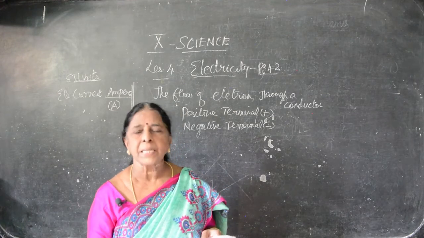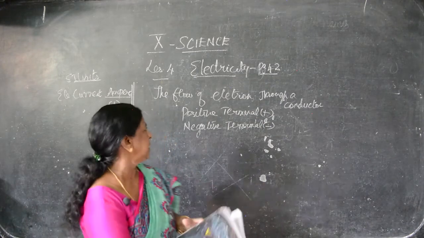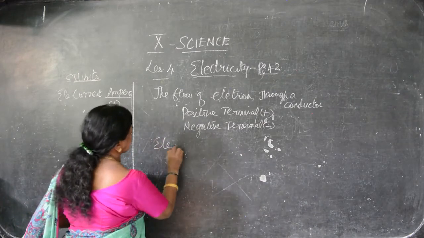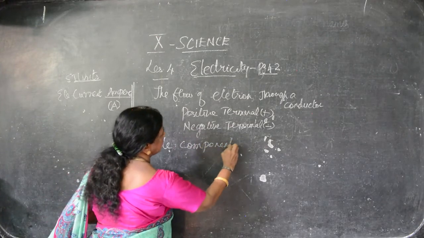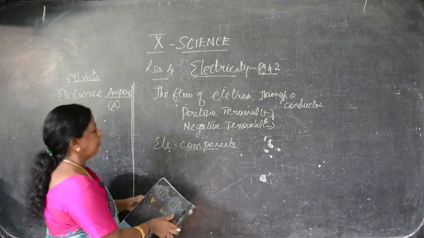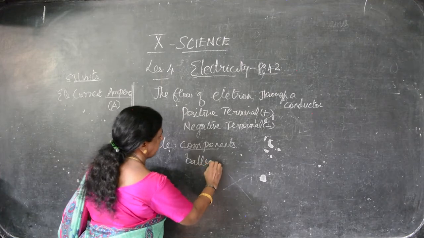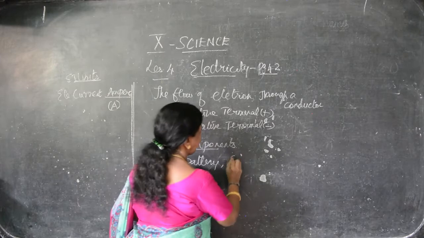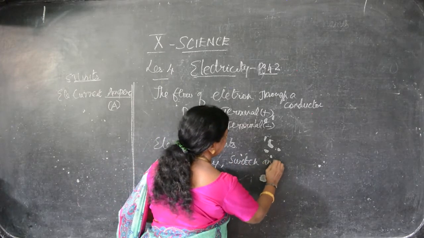Then what are the electrical components? We said what electricity is. Electricity flows, I said. It has 2 terminals, positive and negative. Then what are the electric components? Components means the things required for that. What are the electric components? That is battery, connector, the next one is switch, and bulb.